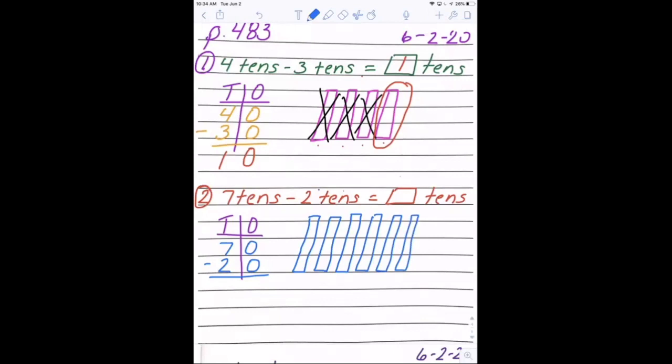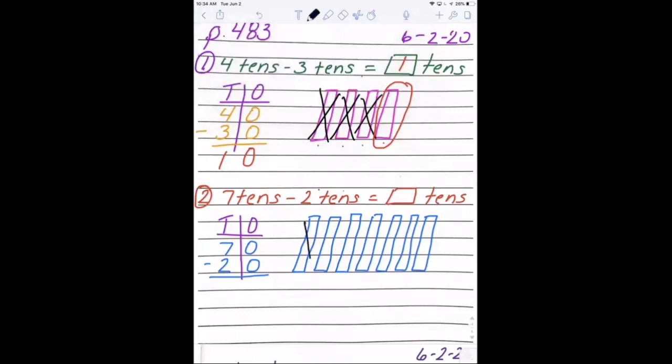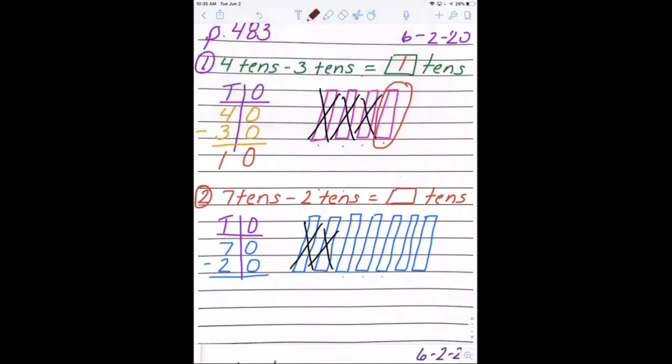How many groups of 10 am I going to cross out? 2. So I cross out 1, 2. How many are left? 1, 2, 3, 4, 5. So I circle them. So I have 5 groups of 10 left.